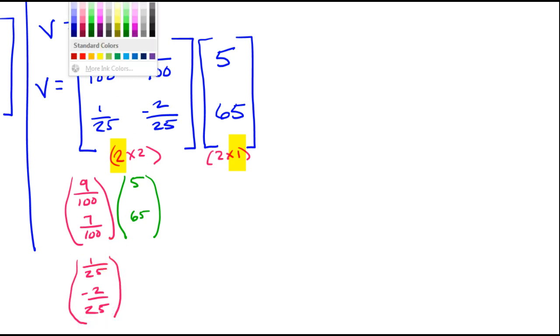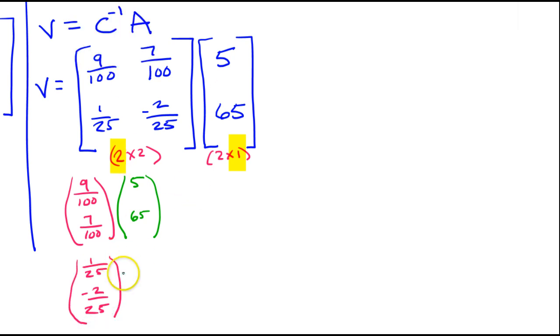And I'm going to multiply that also by the column 5 and 65. Now, if this is a little confusing, I have entire videos on matrix multiplication. So if you don't know how to multiply two matrices together, you should go back and watch one of those videos first. This will make a little bit more sense. So I'm really assuming that you already know how to multiply matrices, so I'm not going into the gory details of everything I'm doing.